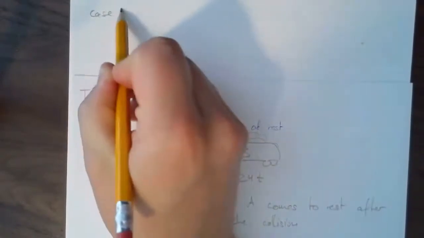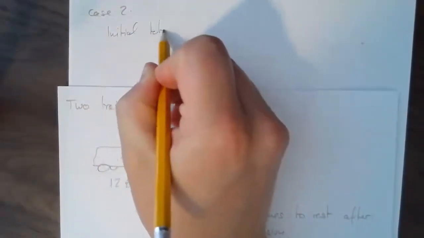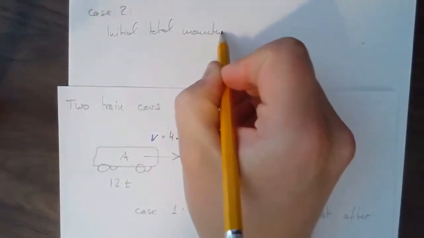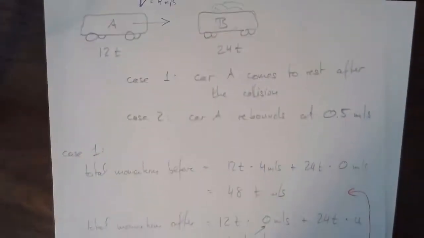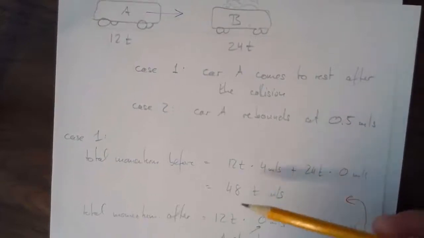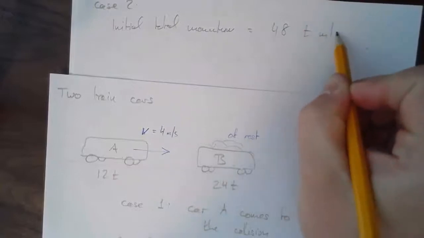So in case 2, the initial momentum hasn't changed. The initial situation is exactly the same. So the initial total momentum is still what we found down here, right? That calculation hasn't changed at all. We're still at 48 ton meters per second.